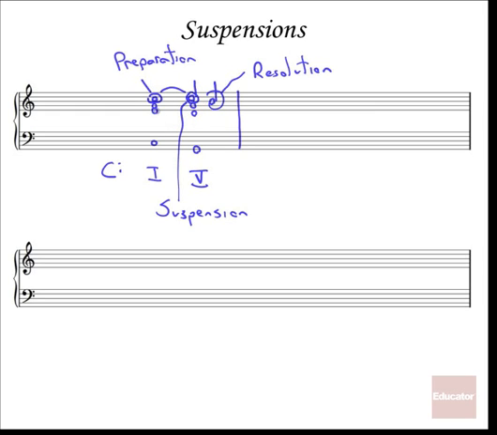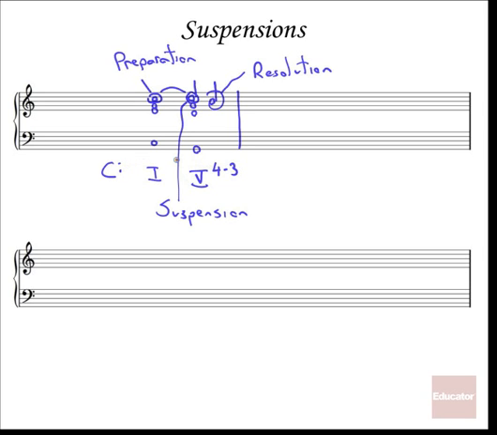And now there's different kinds of suspensions, and what's different about them is the interval that the suspended note makes with the bass. So in this case, the C against the G is a 4th, and it resolves down to a 3rd, so this is called a 4-3 suspension. And you can notate it in the figures this way. And let's look at another kind of suspension.